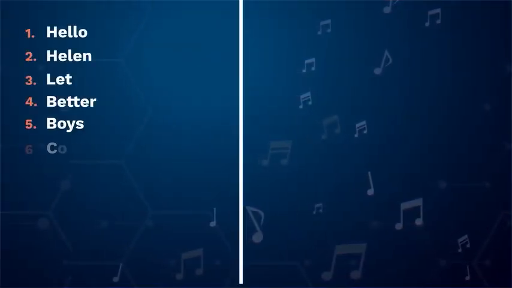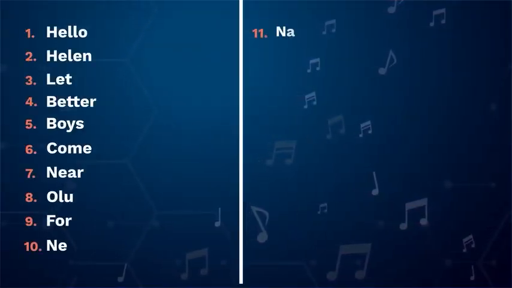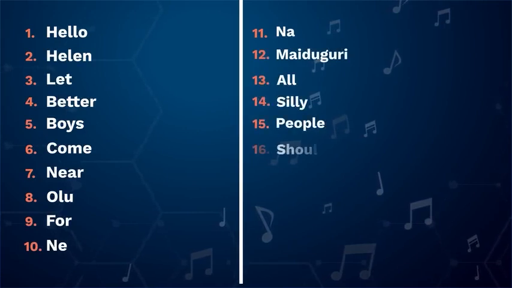Now, the song is: Hello, Helen, let better boys come near, O, for Ni, Na, Medugri, all silly people should come around, Color, Ca.